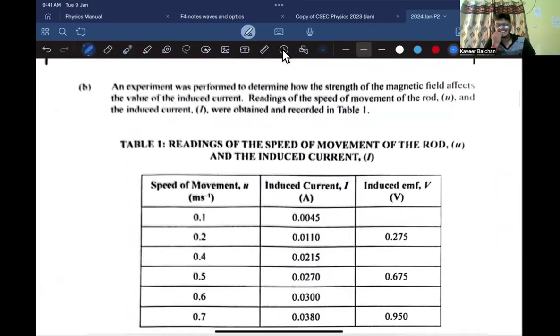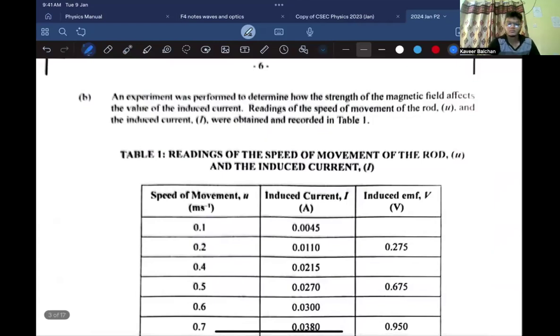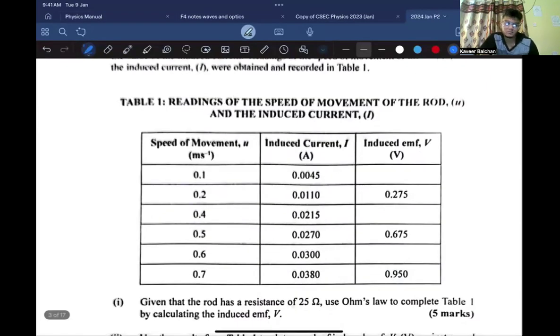Right? So Justin, I would like you to read this question now. Read this question for me. An experiment was performed to determine how the strength of the magnetic field affects the value of the induced current. Readings of the speed of movement of the rod and the induced current were obtained and recorded in Table 1. All right, so let me go through this in an intuitive manner.